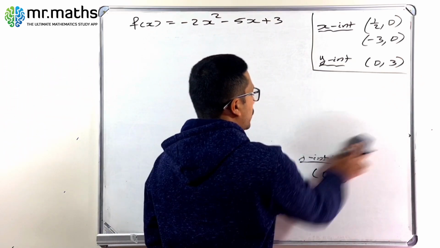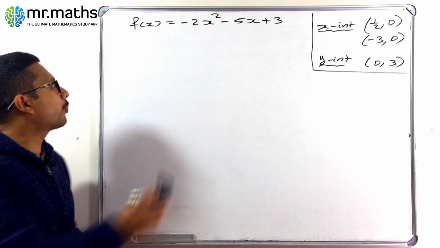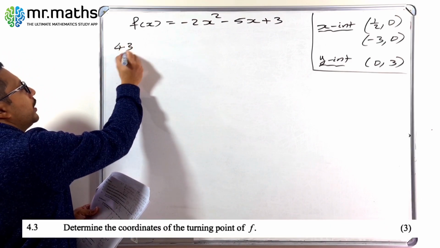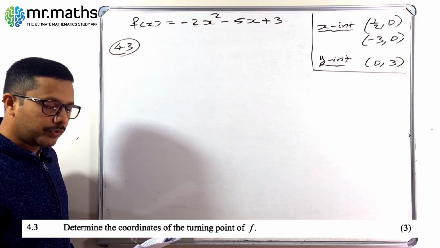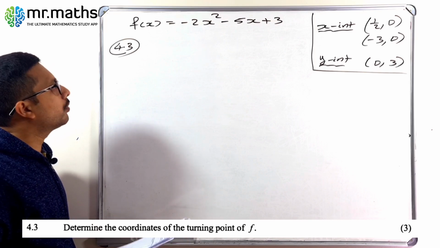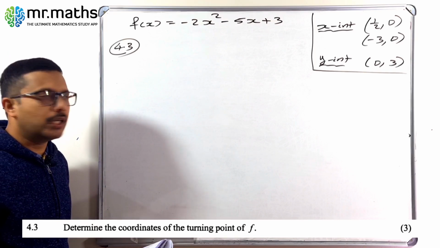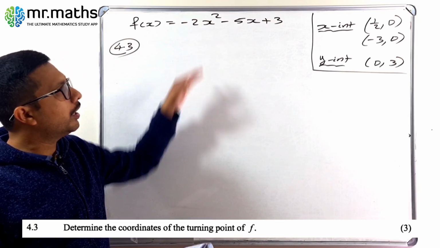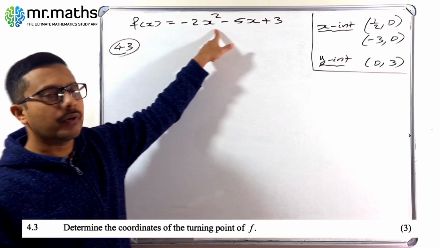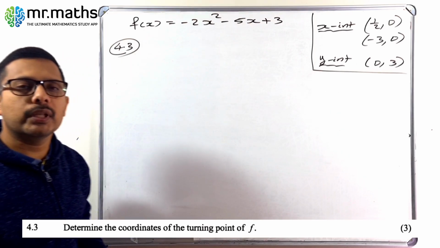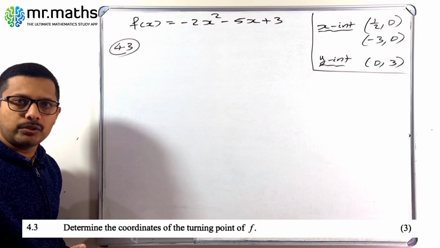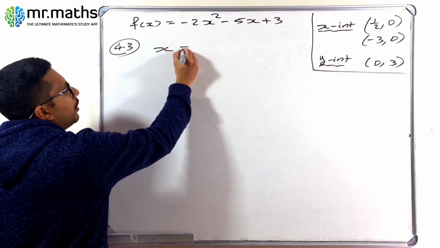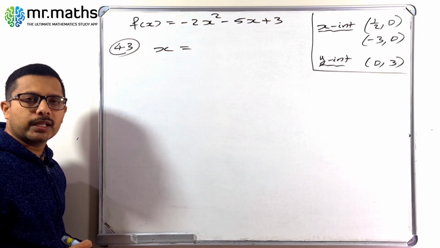Now what is question number 4.3? Determine the coordinates of the turning point of f. You have to find the coordinates of the turning point of f. In this question, you can use different methods to find the turning point. Since this one is given as a quadratic equation, one easy method is to first find the x value of the turning point, then you can find the y value. Do you remember the formula? There is a formula to find the x value of the turning point.